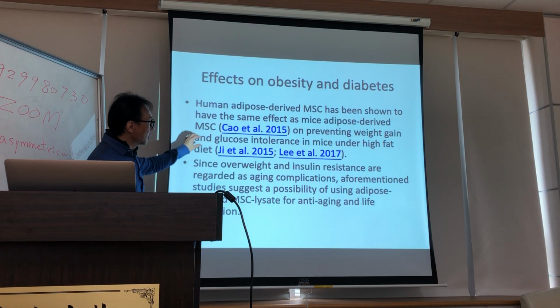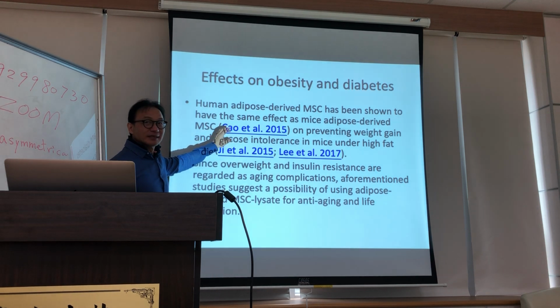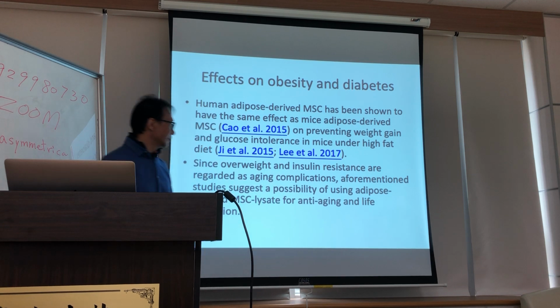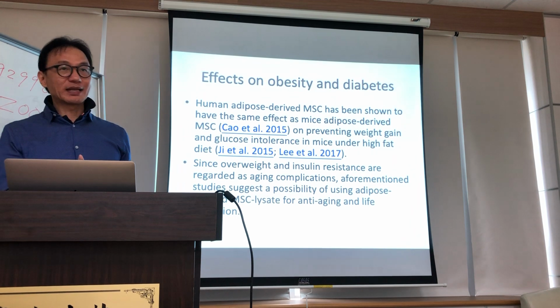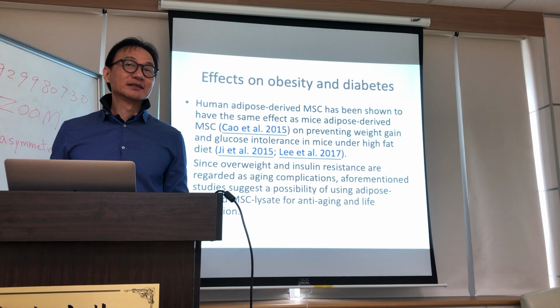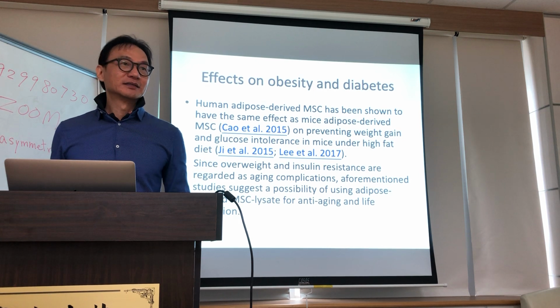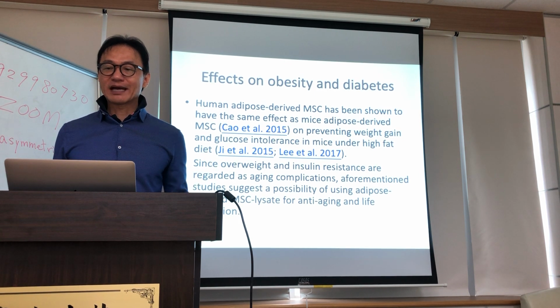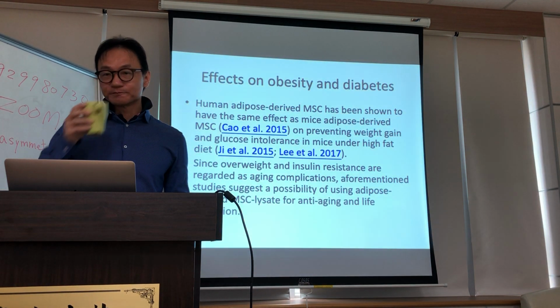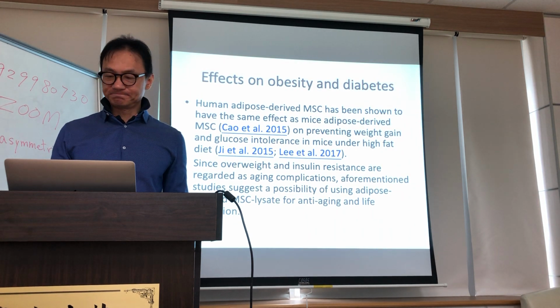And you know that the glucose intolerance is related to aging, and therefore we feel that the overweight and insulin resistance are regarded as aging complications. And therefore, if we inject the stem cell lysate, we should prevent those metabolic conditions, and therefore make the lifespan longer. So that is our hypothesis. I will show you the result later.